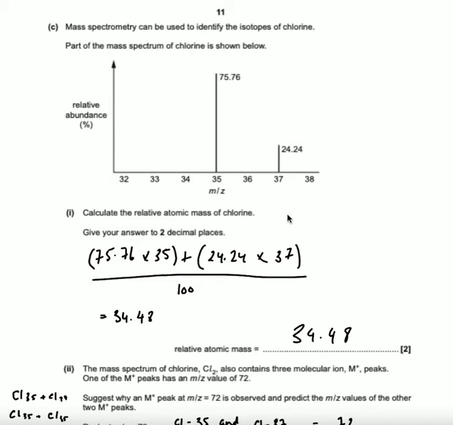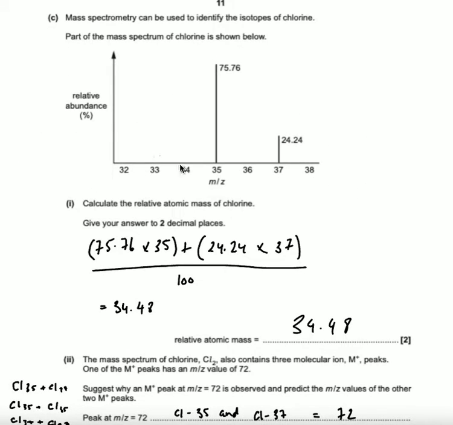Okay, so what you do in these calculations is you have to take the relative abundance and times it by the m/z and then add it to other peaks that you see. And so we know that the first relative abundance is 75.76, and that's for 35. So we do 75.76 times 35 for chlorine, and then we're going to add other peaks that we see. So the other peak that we have is a percentage of 24.24, and that's for 37. So we do 24.24 times 37. So afterwards we divide it by 100, and that would give us 35.48.